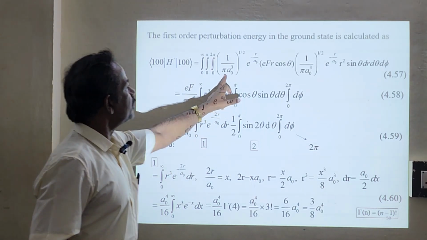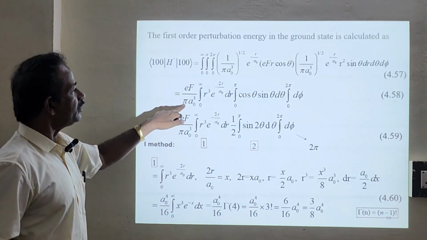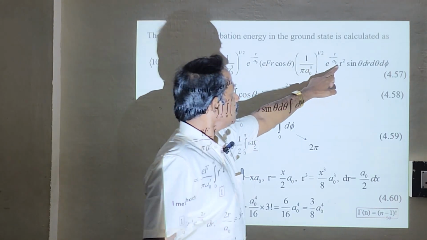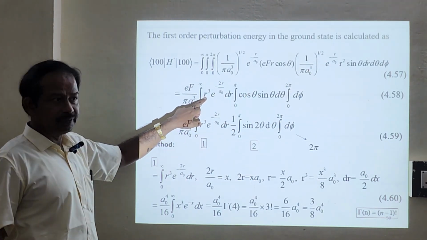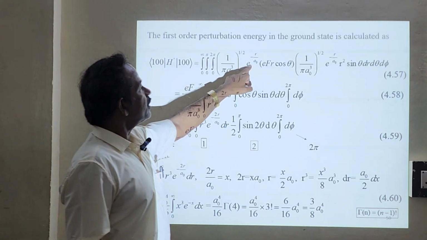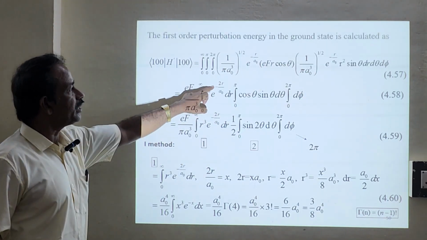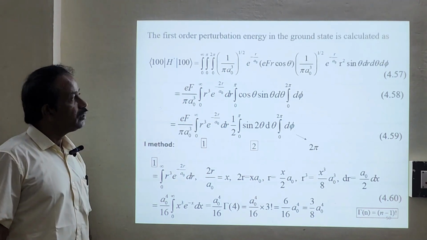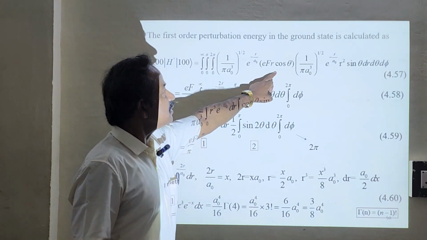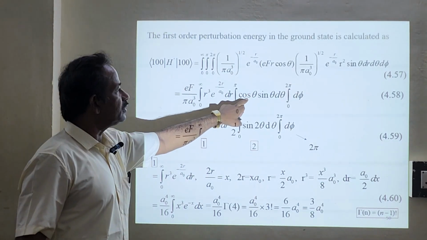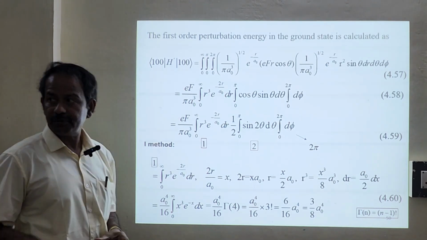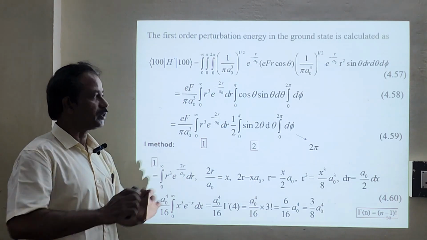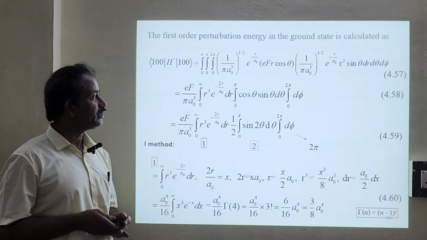This multiplied by this, the first radial part, will give 1 by pi a0 cubed. You have r here, and r squared, so that will give us r cubed. And e power minus r by a0 multiplied by the same will give e power minus 2r by a0. So I have taken out the radial part alone. For the theta part, you have cos theta sin theta d theta. The remaining term will be your azimuthal angle d phi. So we have now separated the radial part and the angular parts. Equation 4.58. Any doubt?